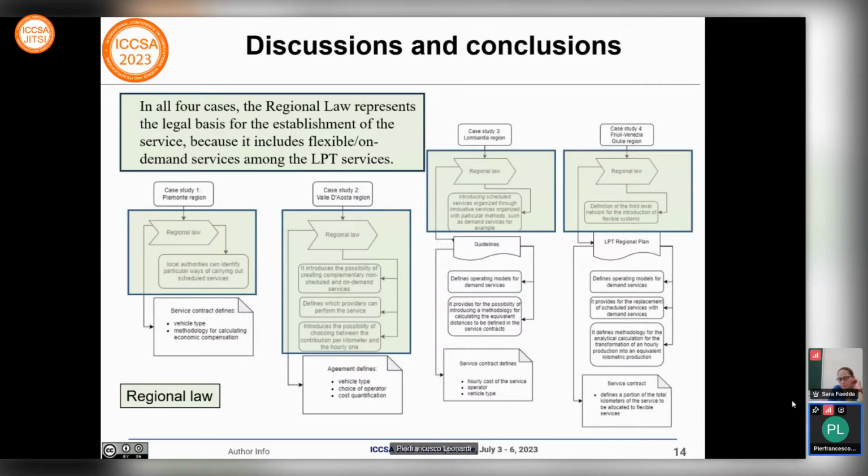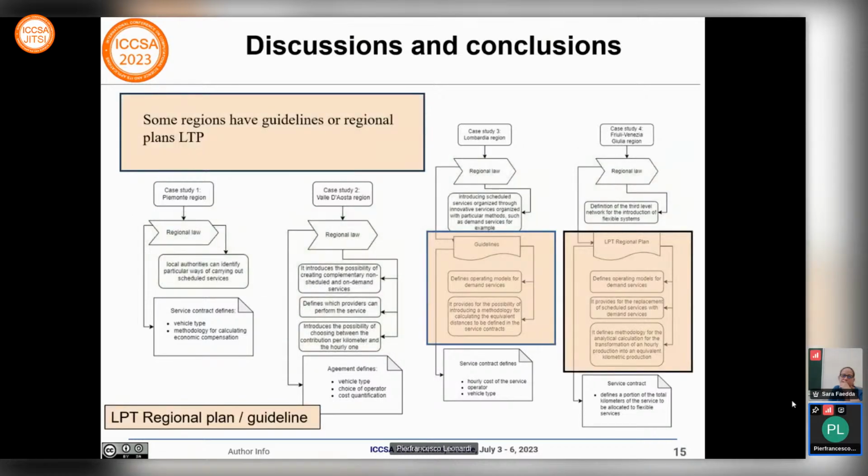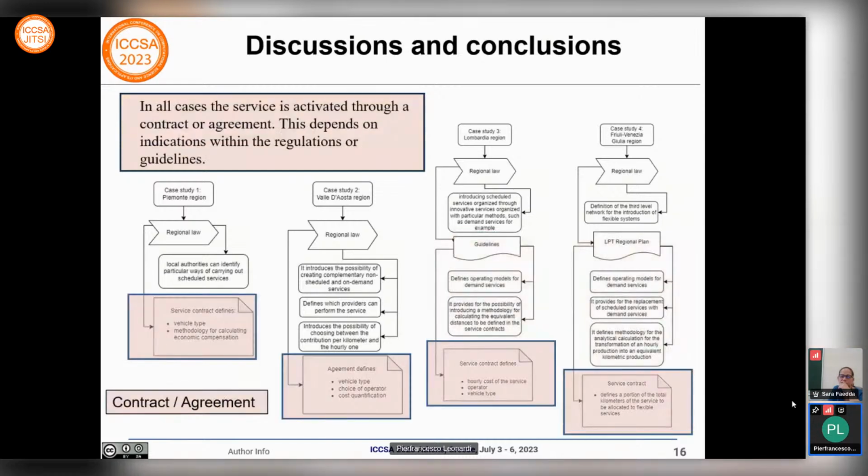It can be seen that in all of four cases, the regional law represents the legal basis for the establishment of the service, because it includes the flexible on-demand service among the local public transport services. Here, I show that some regions have guidelines or plans of local public transport. But in all cases, the service is activated through a contract or agreement. This depends on indication within the regulation or guidelines.